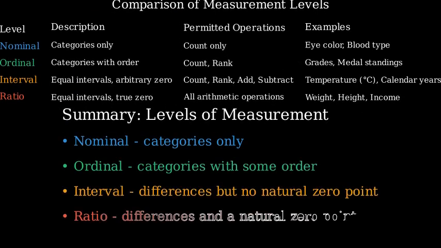Nominal data are categories with no order. Ordinal data have a ranking but no consistent intervals. Interval data have equal intervals but no true 0, and ratio data have equal intervals and a true 0 point.